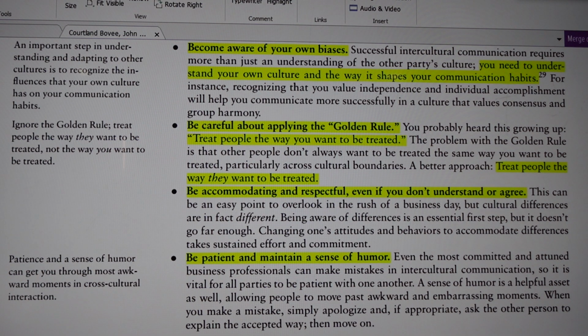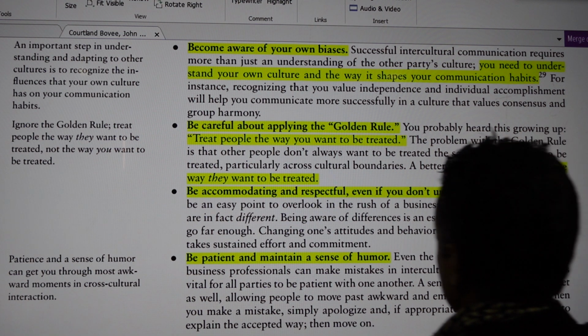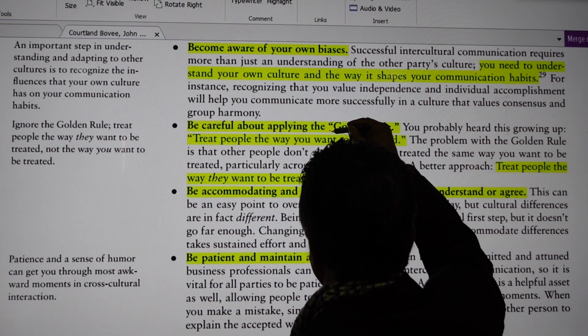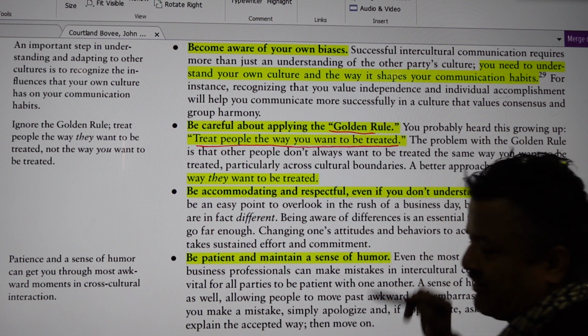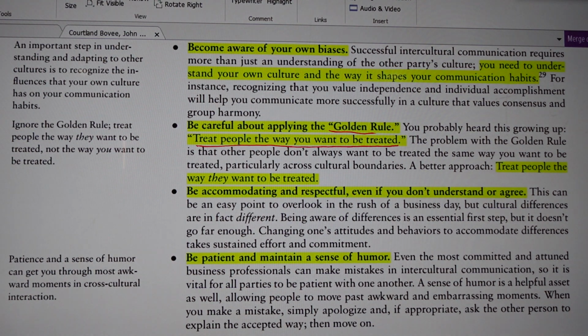Second, be careful applying the golden rule. What is that? Treat people the way you want to be treated. You want respect? Give respect. You want love? Give love. If you hate, they hate you.